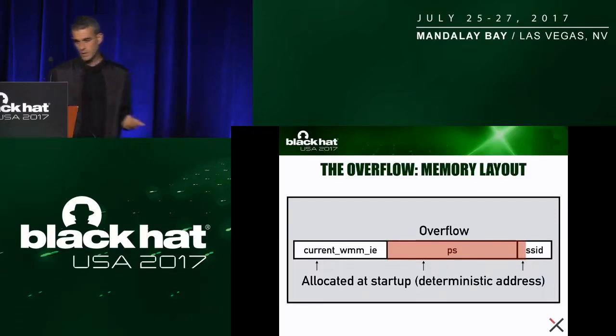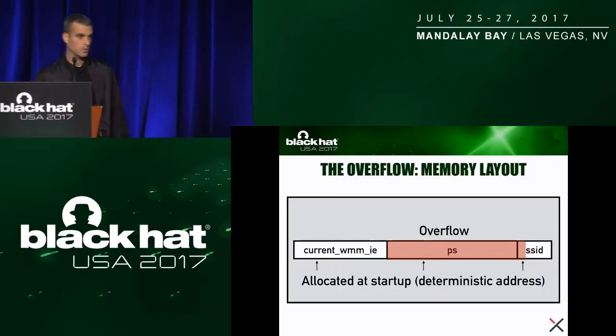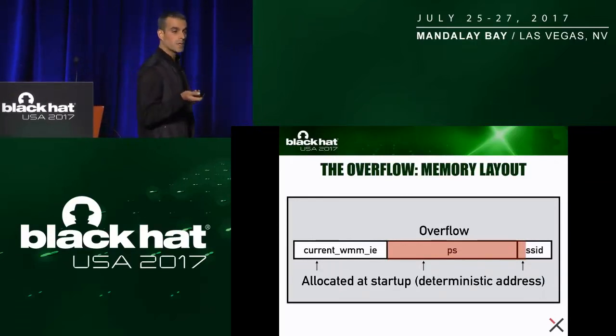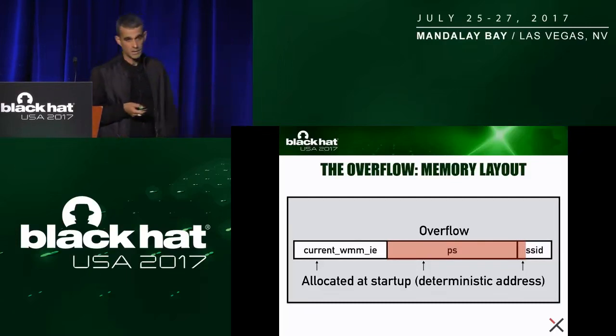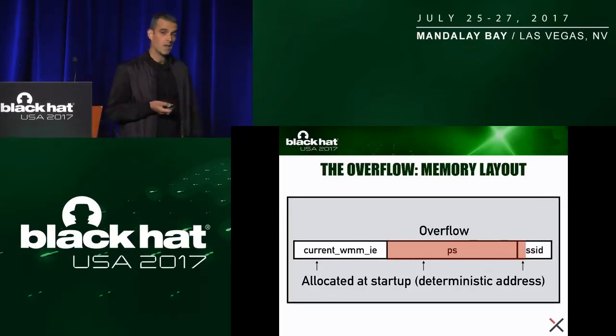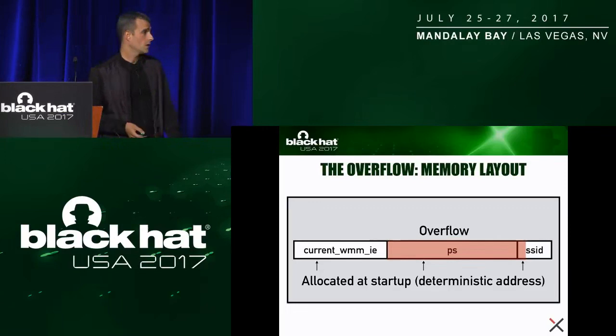So the overflow is into a structure known as PS. It's a structure for handling power saving mode. Our structure is described as current WMMIE in the sources. That's the name. And both of them are static in terms of address space. They're allocated on startup, on boot.